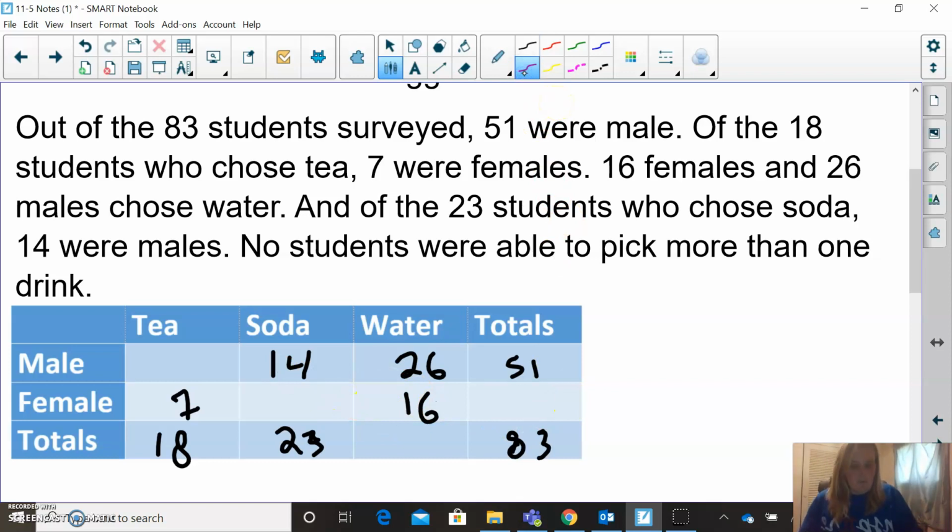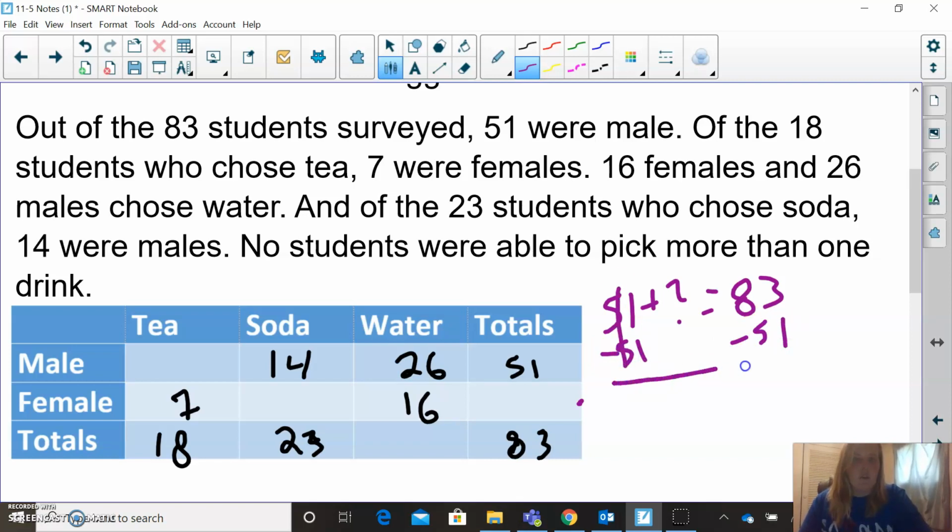All right. So let's start here at the total number of females. So we have 83 students in total, but 51 are male. So what we're going to do is take 51 plus this question mark. We're trying to figure out how many females there are, right? So an 83. Now we're going to solve for the question mark, and we're going to subtract 51 on both sides. That goes away. So this question mark is equal to 32. So there were 32 females total surveyed.